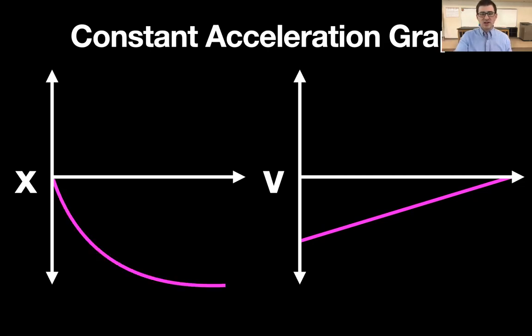So what this is going to look like on our position versus time graph is a steep negative slope at the beginning and slowing down, getting more and more shallow until eventually it's just kind of stationary. So that is the one possible position versus time graph.